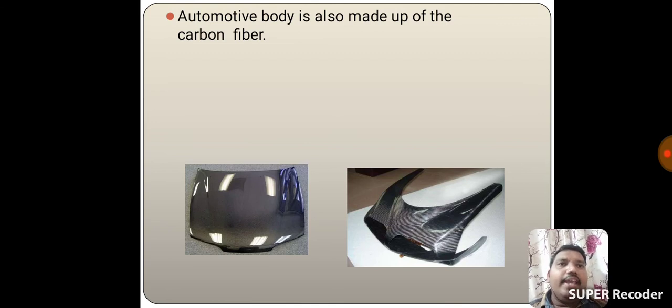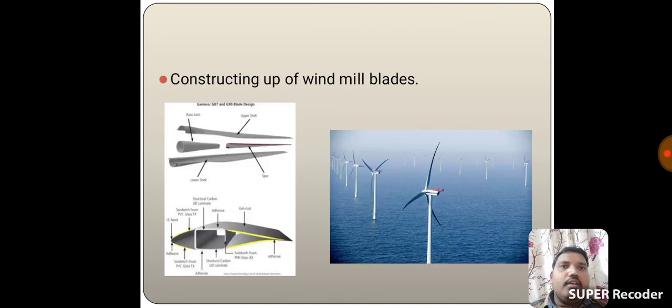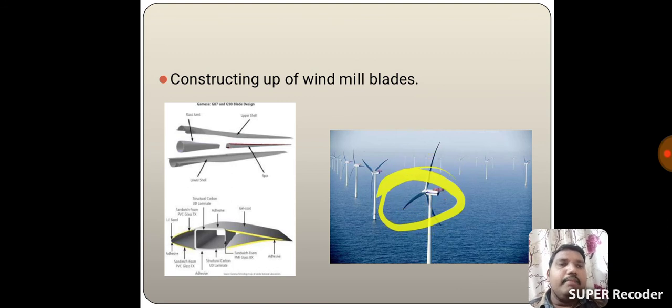Automotive bodies are also made up of carbon fiber. Automotive body means car cabins, dome lights. These are prepared with carbon fiber. Construction of windmill blades, these are the wind turbines. Wind turbine blades are prepared with carbon fiber.